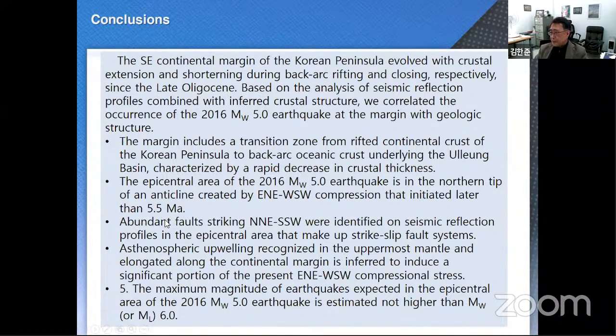5.5 million years ago. And abundant faults striking north-northeast, south-southwest were identified on seismic reflection profiles in the epicentral area that make up strike slip fault systems.